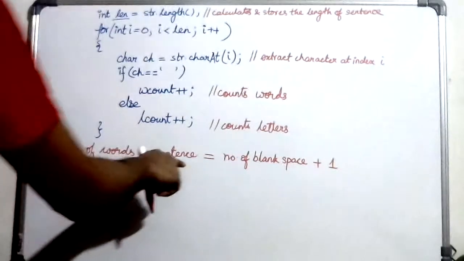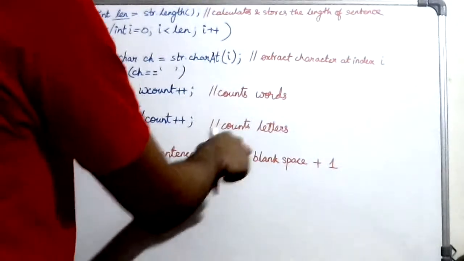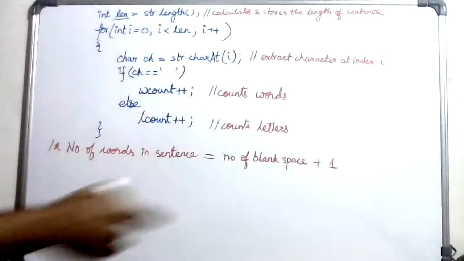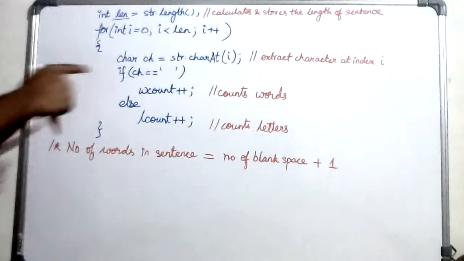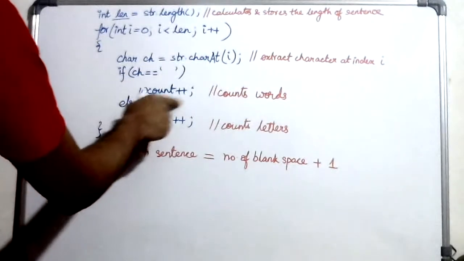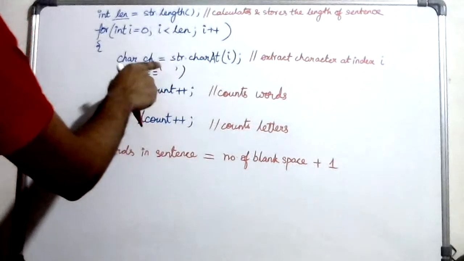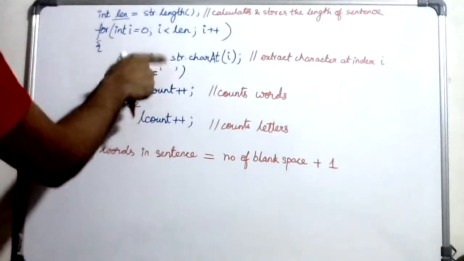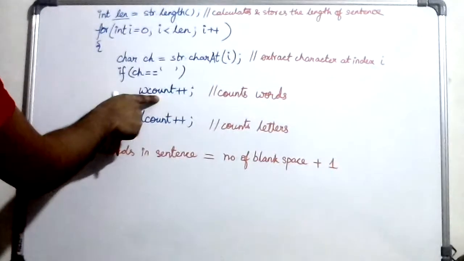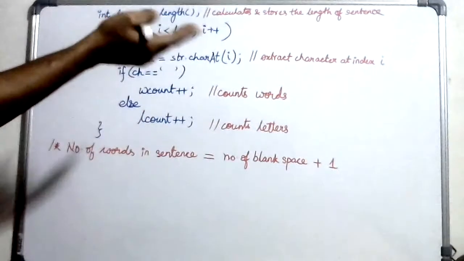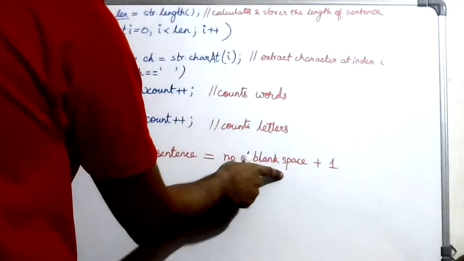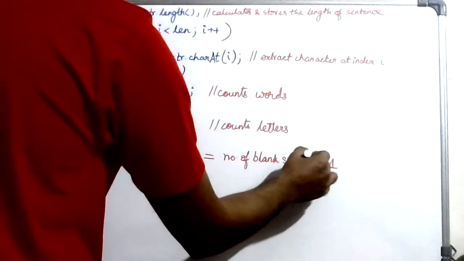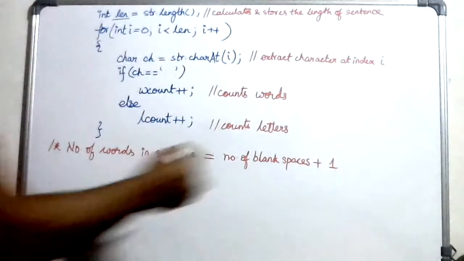So the number of words in the sentence is nothing but equal to the number of blank spaces plus 1. So, "it is raining today." We have 3 blank spaces, but there are 4 words. So 3 plus 1 is 4. Here, as you can see, W count is counting the number of blank spaces. So whenever ch is equal to a blank space, W count is incremented. It is nothing but simply counting the blank spaces. Again, here I have said that the number of words is the number of blank spaces plus 1. So that is what we are going to do.